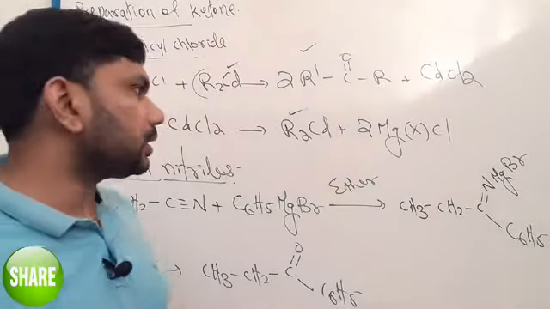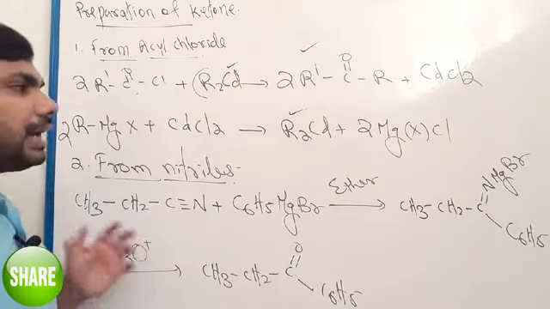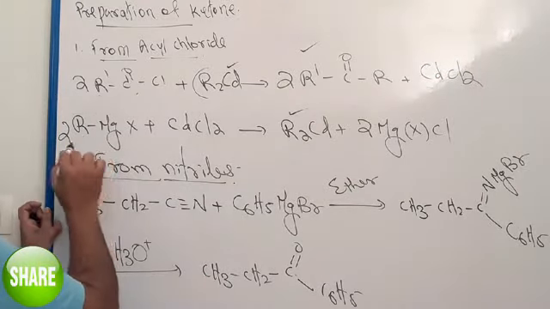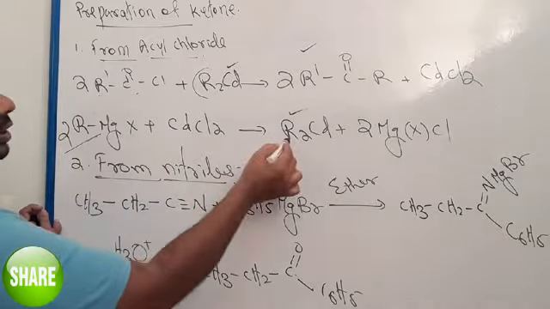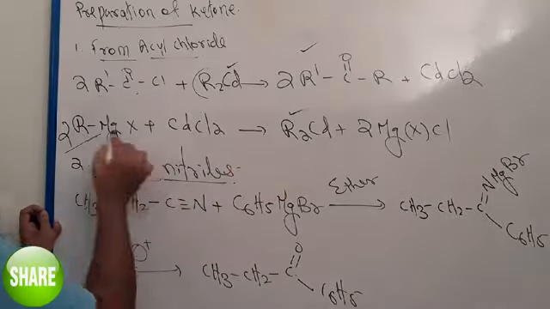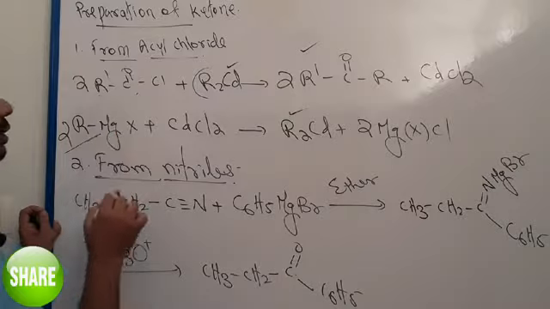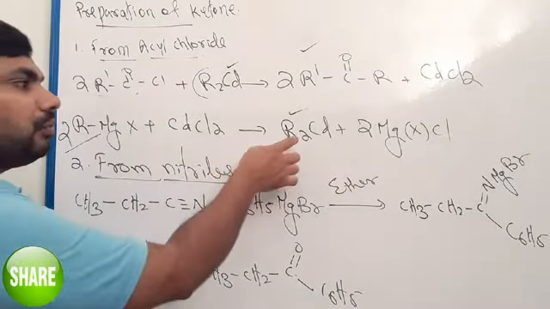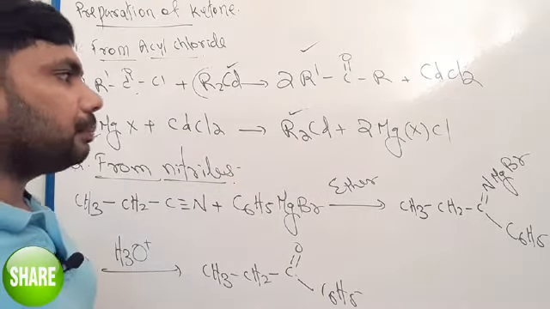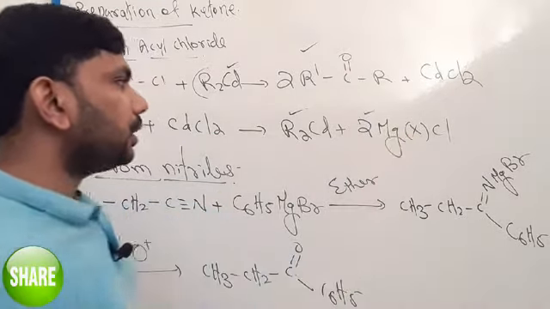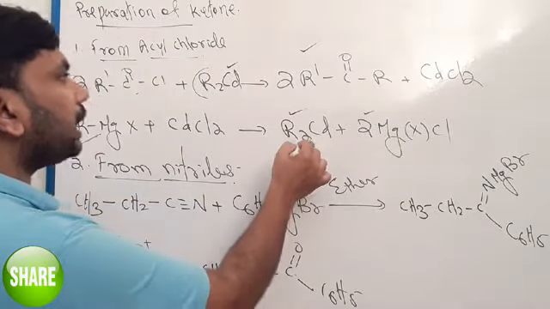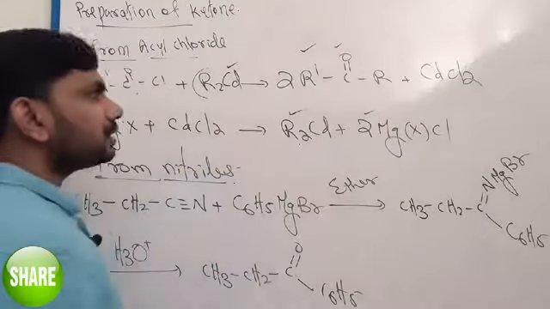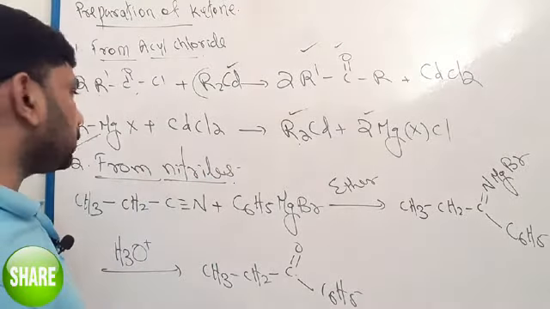So here Grignard reagent treated with cadmium chloride. For dialkyl, here it should be 2 molecules, then only it will be R2. We need R2, so we need 2 molecules of Grignard reagent. It will react with cadmium chloride. We will obtain dialkyl cadmium and this side product. So this dialkyl cadmium treated with acyl chloride, we will obtain ketone. This is one of the methods of preparation of ketone.